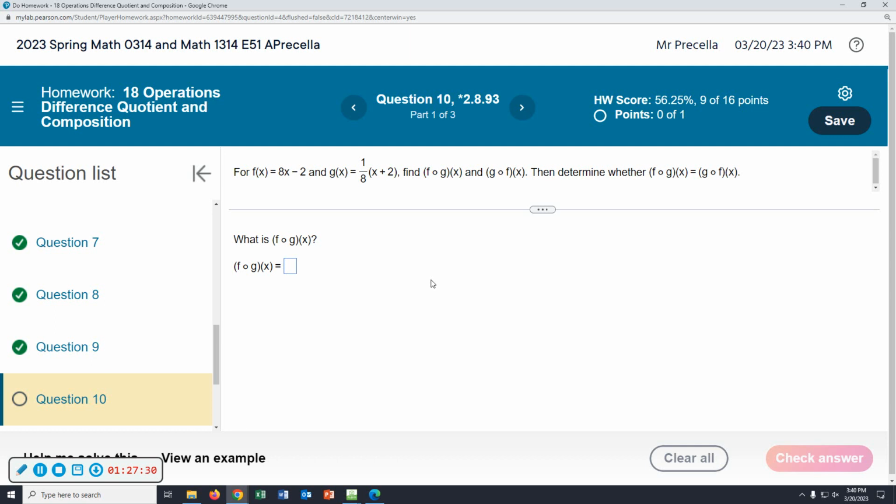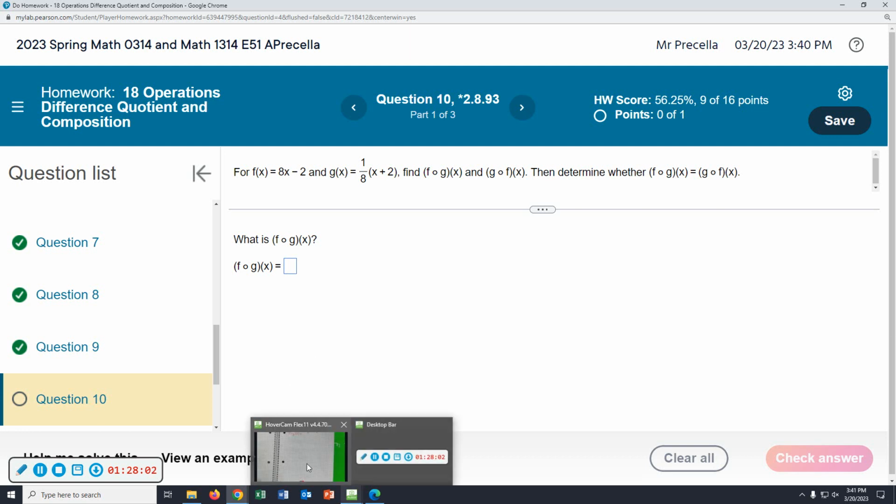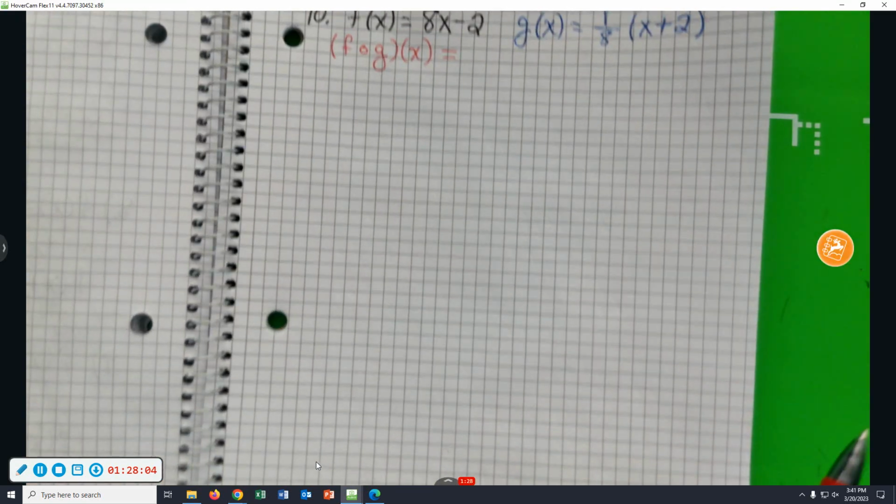F of x is 8x minus 2. And g of x is 1 over 8 parentheses x plus 2? Okay. So they want us to find f composed with g and g composed with f. The only extra part here is at the end they want us to look and see were the final answers equal.